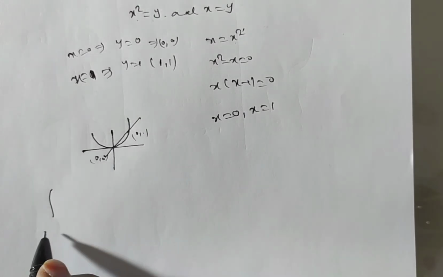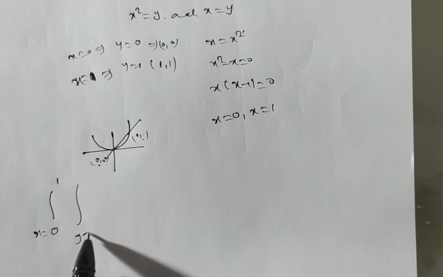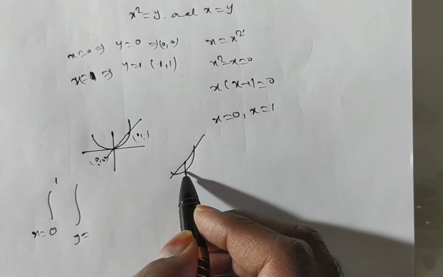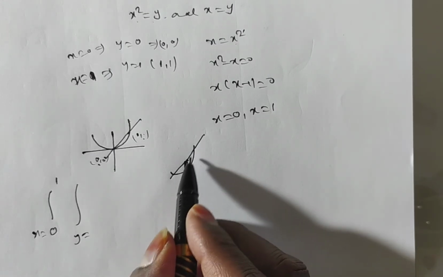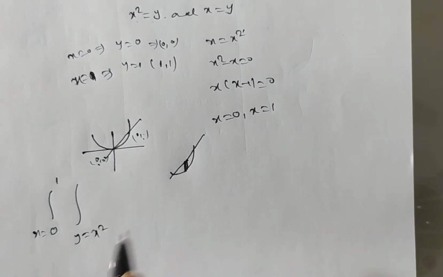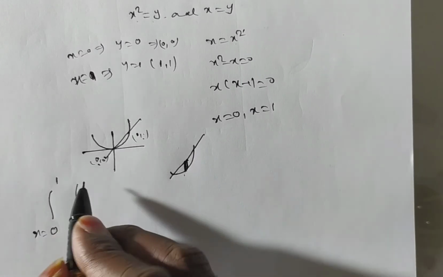For this, I take x as independent, so x goes from 0 to 1. Next for y, draw the strip which is parallel to the y axis. What is the lower curve for this strip? You have the parabola x square is equal to y, so y is equal to x square. And the upper curve is the straight line x is equal to y, so y is equal to x. That's it.